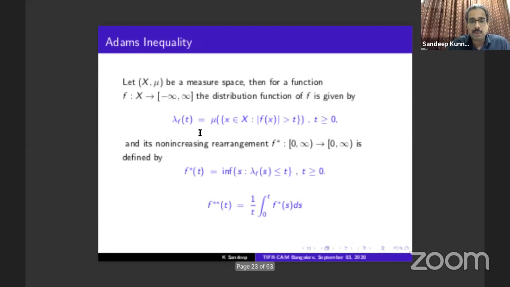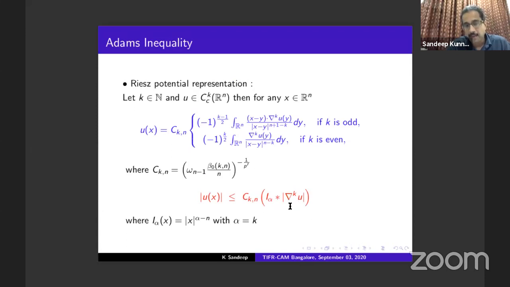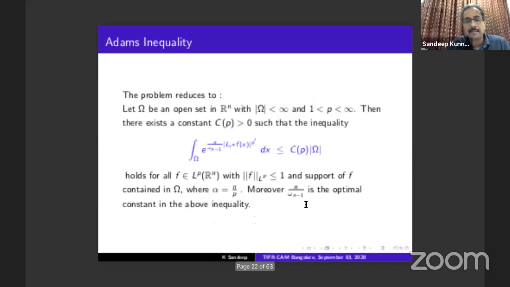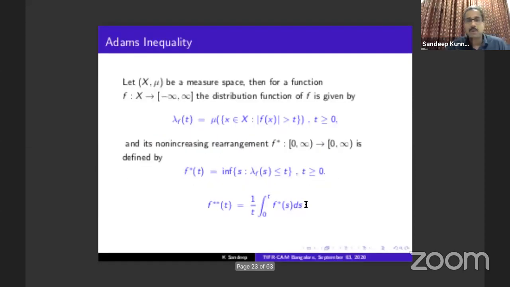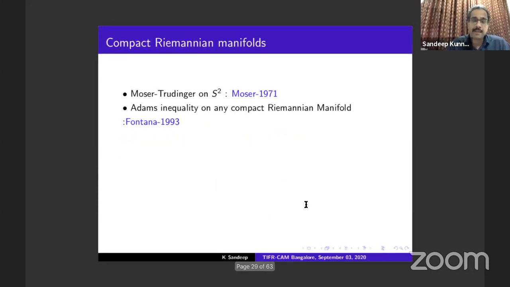Here I have this: |u| is less than or equal to I_alpha convolved with this. When you go to a manifold, you may not have a convolution structure, but instead you will have something like |u| less than or equal to the integral of some kernel K(x,y) times the gradient of u. So it may not have a convolution structure, but it will be an integral against a kernel. That is what we have to deal with. That was the case for compact Riemannian manifolds, and Fontana managed to establish this inequality on compact Riemannian manifolds.